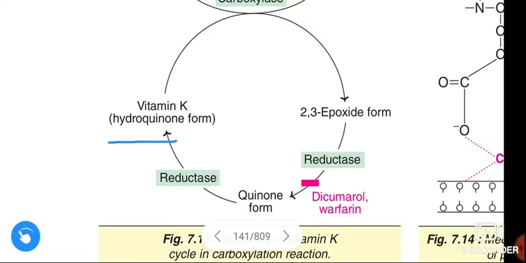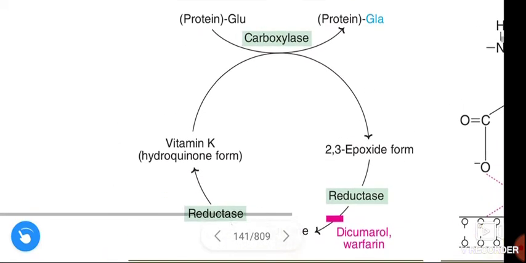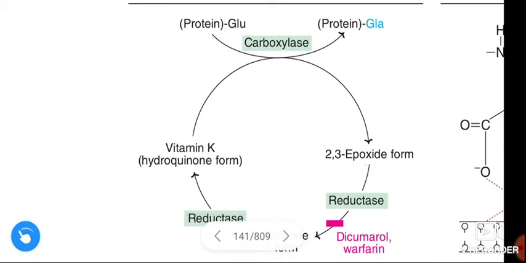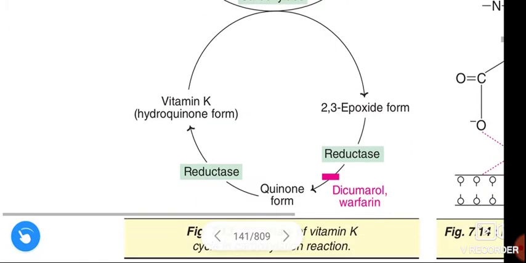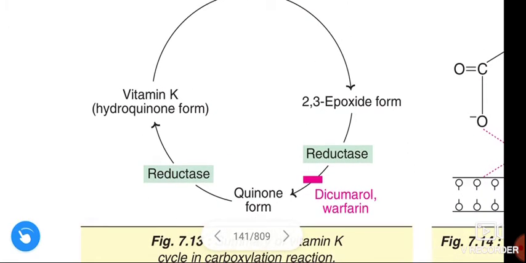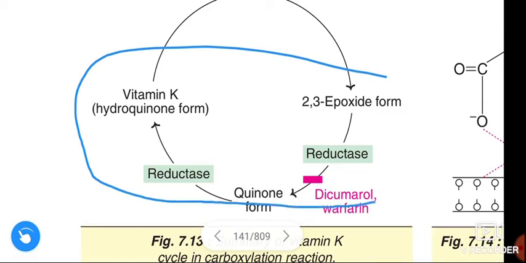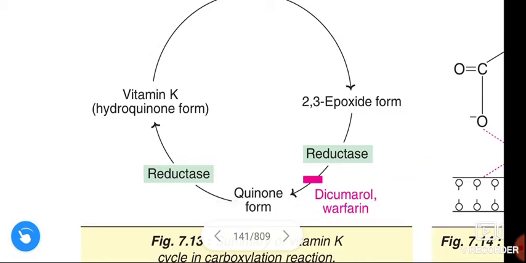This vitamin K hydroquinone form is converted to the 2,3 epoxide form. Again this epoxide form is converted to the quinone form, and again to the hydroquinone form. This is the conversion, or activation, of vitamin K.